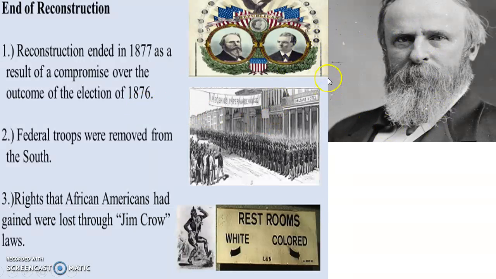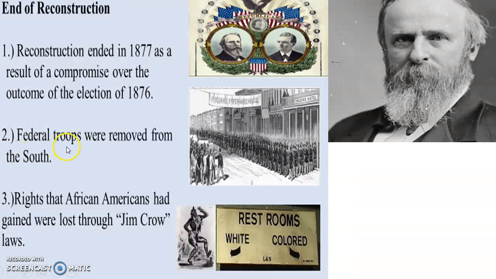This gentleman right here is Rutherford B. Hayes. He was the president after Andrew Johnson and Ulysses S. Grant. And there's a long, detailed background about the compromise over the outcome of the 1876 election. Basically, there was a tie, or nobody won a majority of electoral votes. And Rutherford B. Hayes made a deal. And the deal he came up with is number 2 right here.